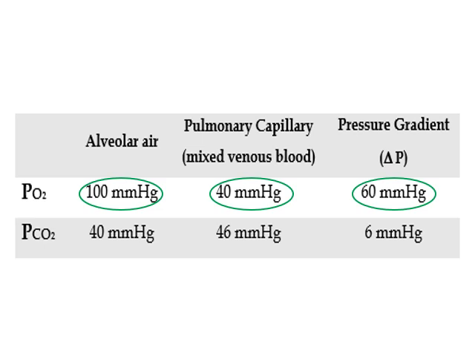Looking at the carbon dioxide partial pressure in the pulmonary capillary, it's 46 millimeter mercury, while in the alveolar air it's 40 millimeter mercury. So the pressure gradient or the pressure difference is 6 millimeter mercury. It's a driving force for the carbon dioxide to move from the high partial pressure in the pulmonary capillary to the low partial pressure in the alveolar air, where it will be exhaled.